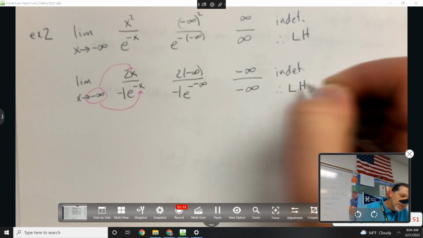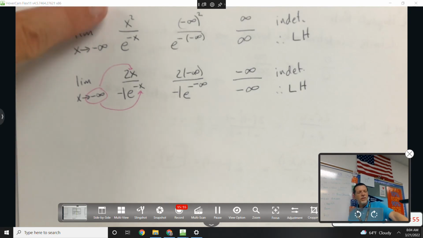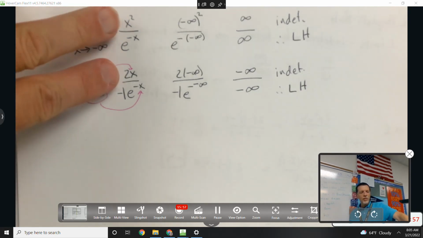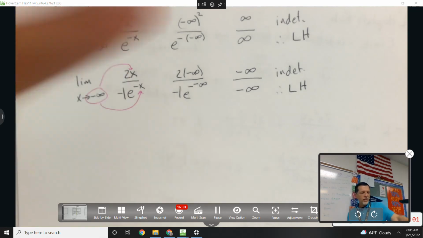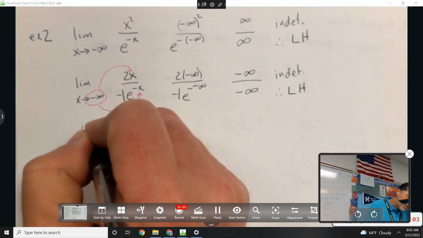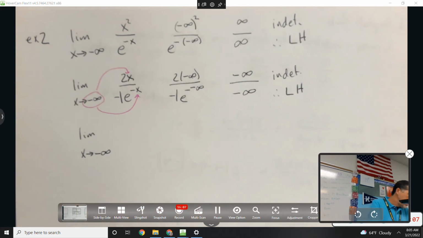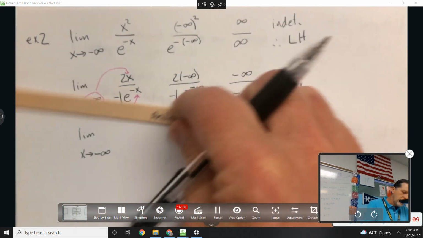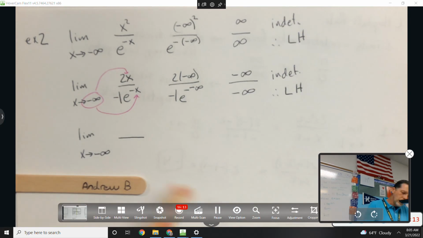So here's the good news. We can try L'Hopital's again. And you might catch what's going on here. By using L'Hopital's, especially if there's a polynomial in there, we went from x squared to 2x. So if we do the derivative one more time, Andrew, what's the derivative of 2x? 2.